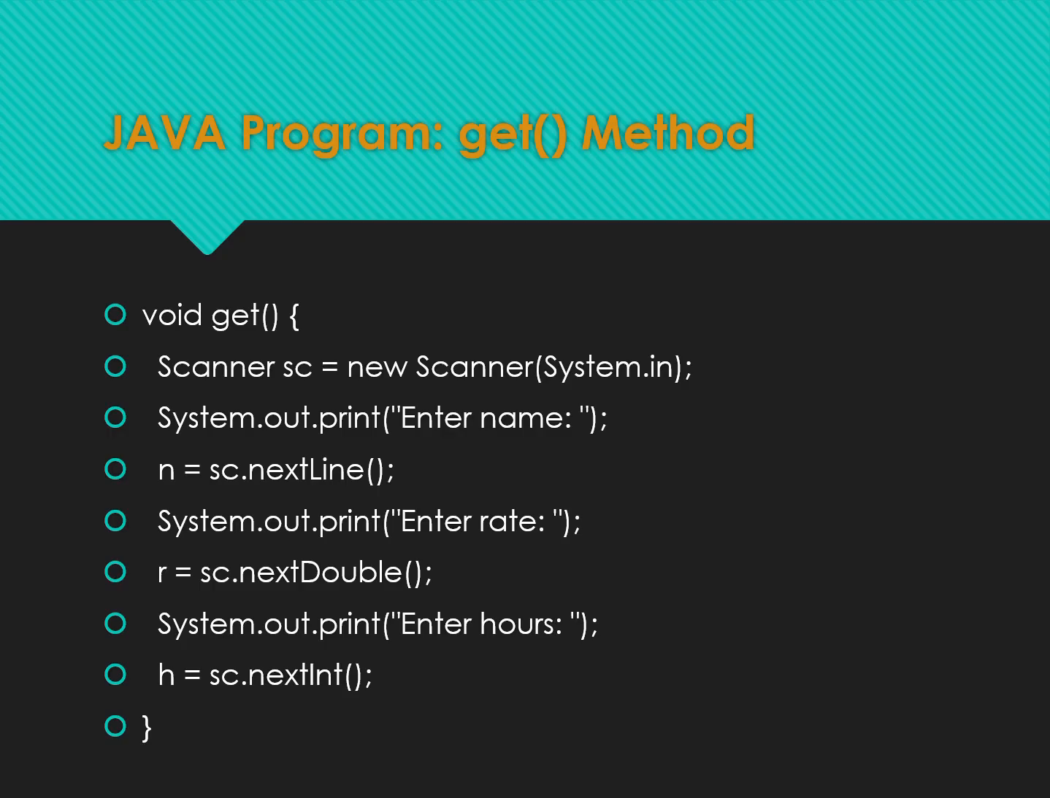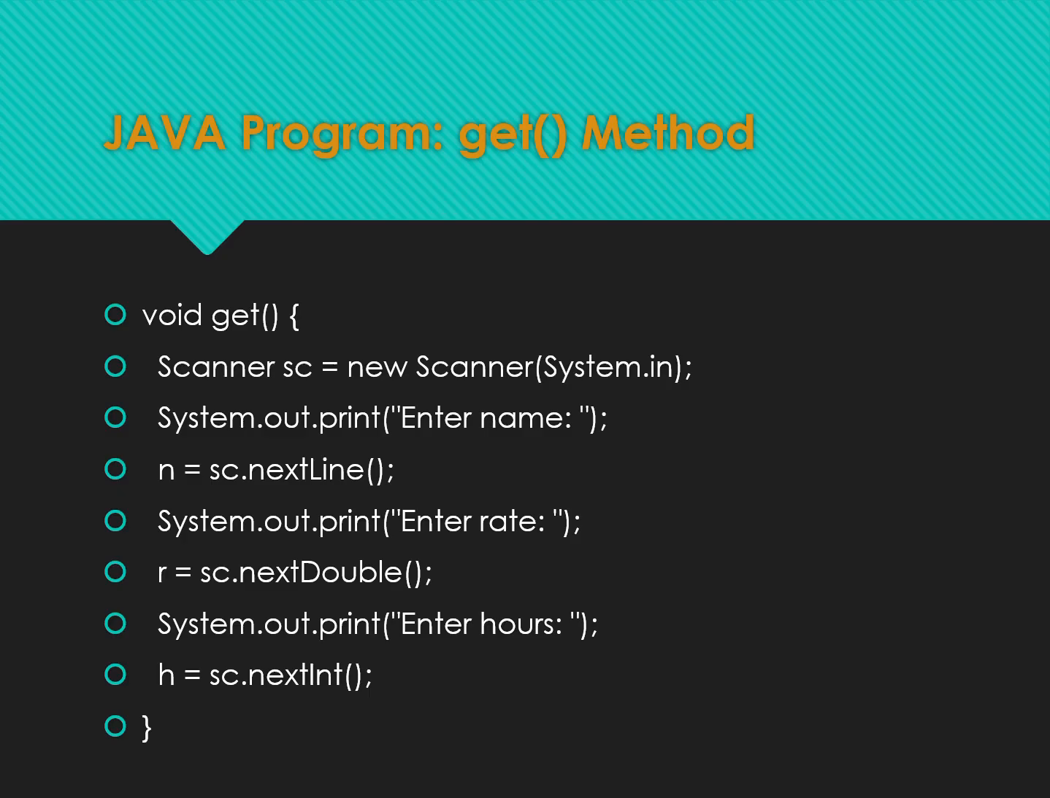Let's now look at the get method, which is responsible for taking input from the user in our Java program. First, we create a Scanner object using the line Scanner sc = new Scanner(System.in). This allows us to read different types of inputs from the keyboard: strings, integers, and decimal numbers. Then, we use System.out.print to prompt the user for inputs one by one. First, we ask for the name of the security personnel. This is accepted using sc.nextLine and stored in the string variable n.